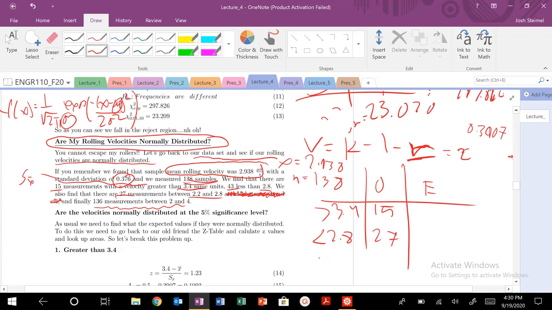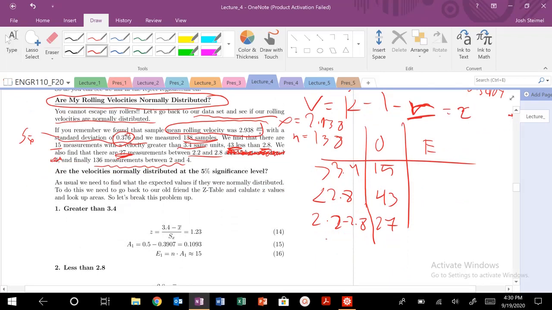Okay, typo there. We find that there are 43 measurements less than 2.8. So here, we find that there are 27 between 2.2 and 2.8. And then finally, we find that there are 136 measurements between 2 and 4. So we have all of our observed values.